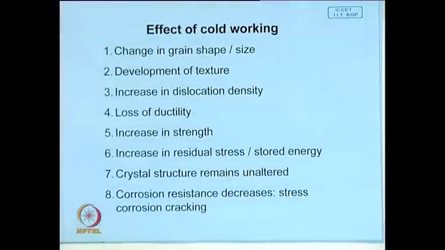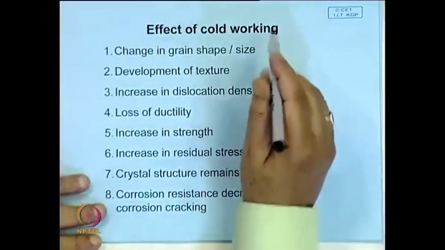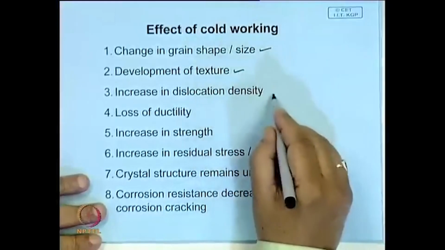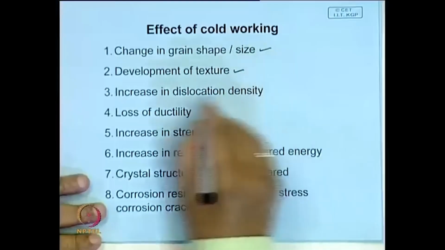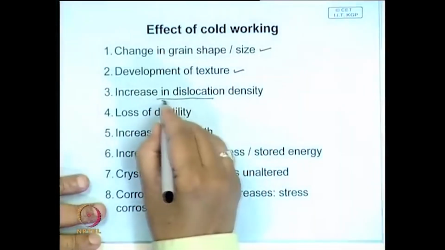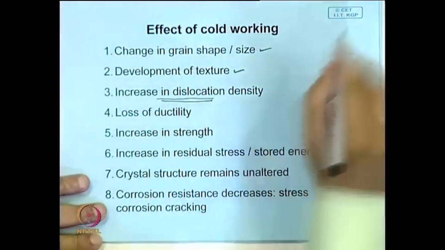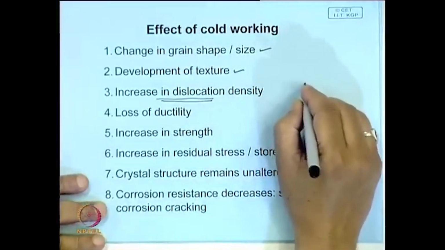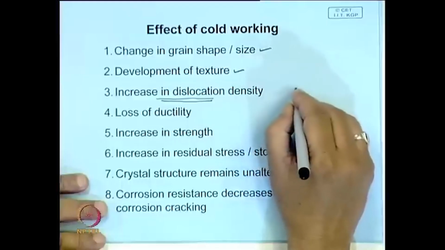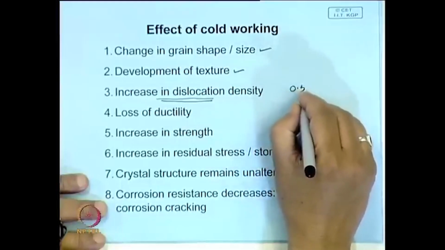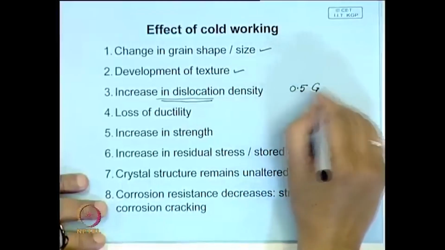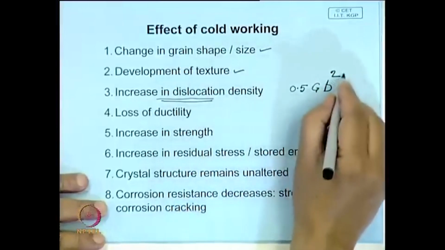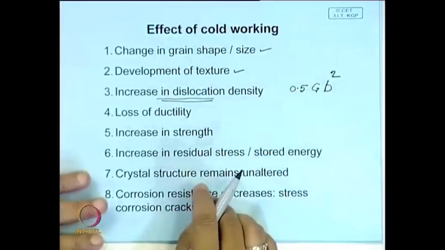So, the effects of cold working, which are listed here: there is a change in grain size and shape, there is development of texture, and the dislocation density increases. So, stored energy will be very significantly higher in cold work material, and we know that the energy of a dislocation is 0.5 G b squared, where G is the shear modulus and b is the Burgers vector. Now, each dislocation has this much elastic stored energy.